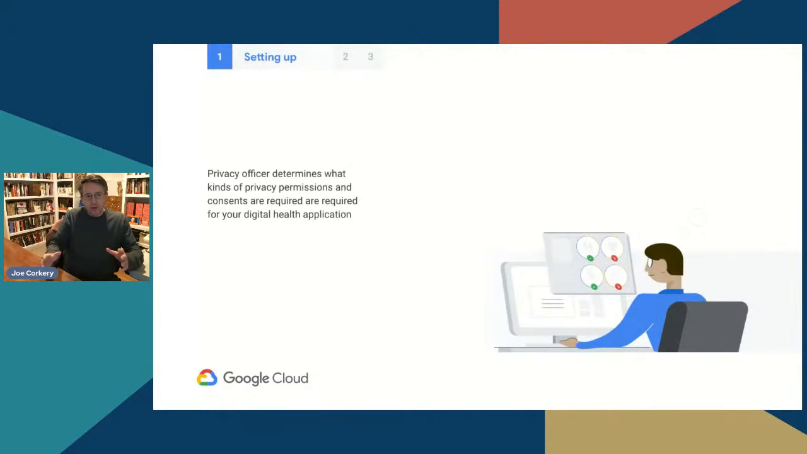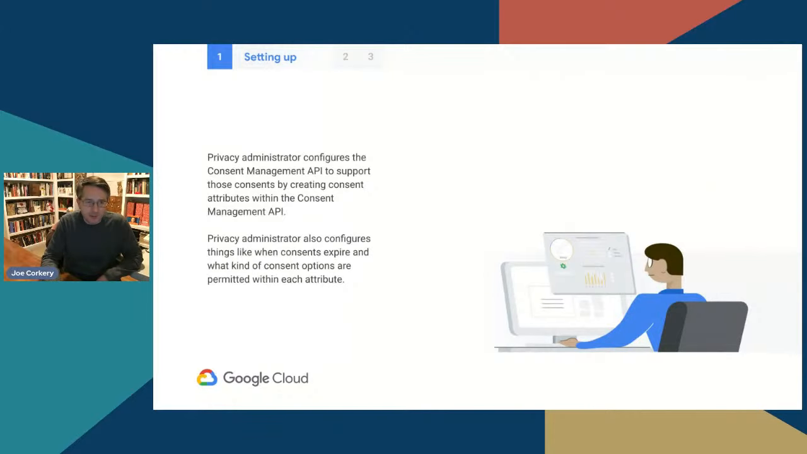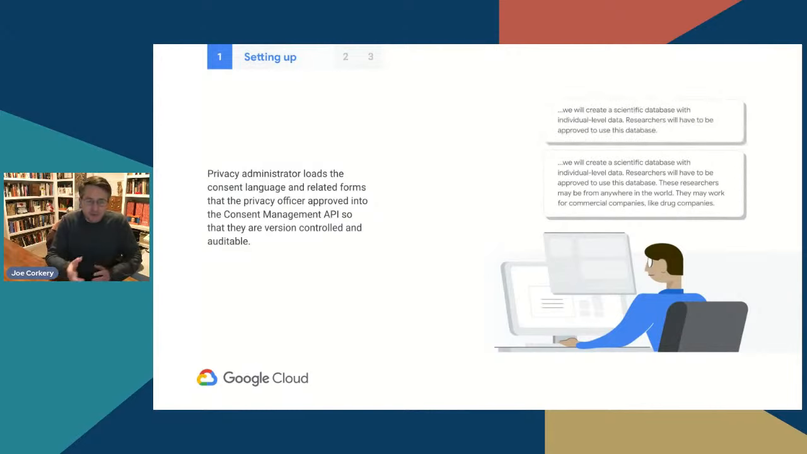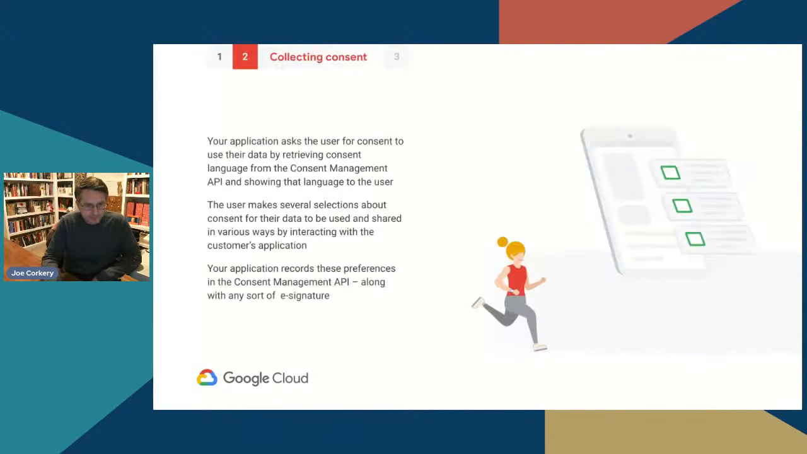I'm just going to quickly walk through what that might look like. This is an example where you have a privacy officer who thinks about what permissions and consents are going to be required for our digital health application. Then you have an administrator who takes those consents and uploads them into the consent management system, and can set when they expire and what different options are permitted by the different attributes. You can then load the actual specific language and related forms into this so that they have version control and auditability in the long term.